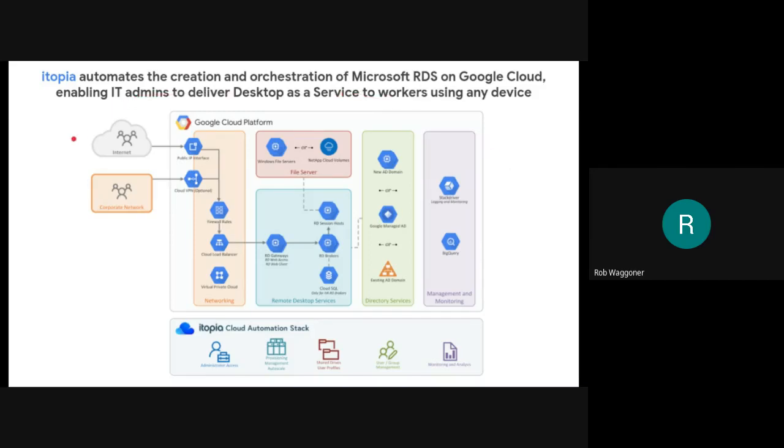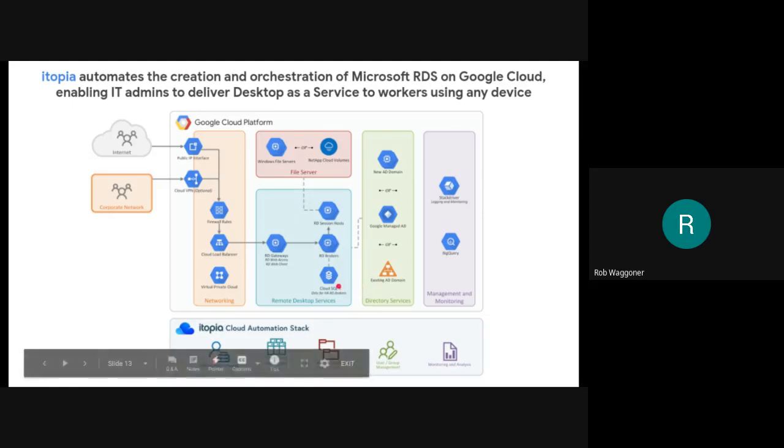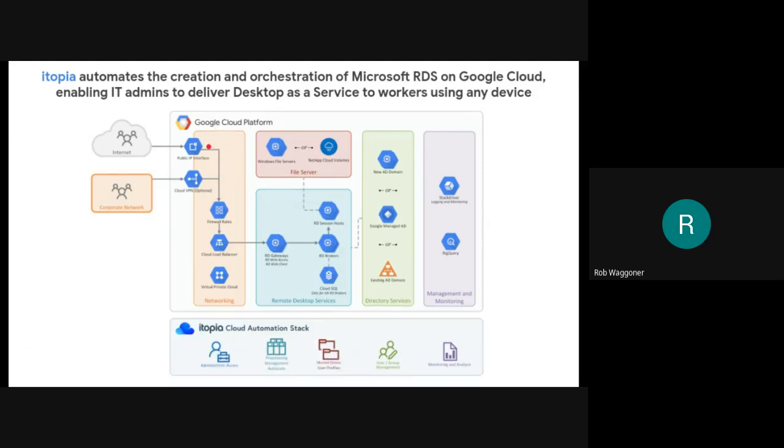When we look at our architecture, first, I want to be clear that we build RDS according to Microsoft's RDS best practices and Microsoft and Google's best practices when it comes to security. So as the pointer's moving around, I want the pointer to hit the networking section, the left piece. This is where it all starts.